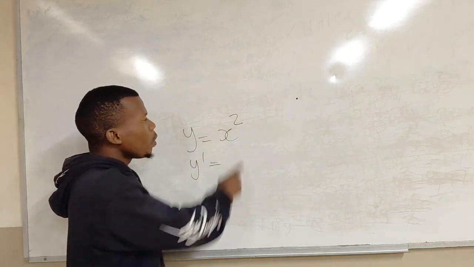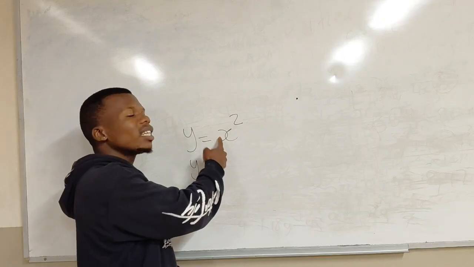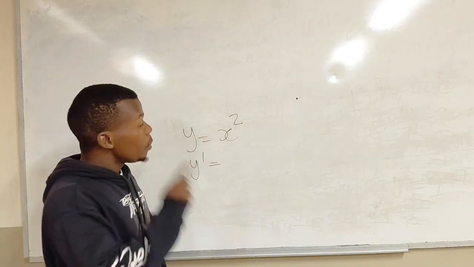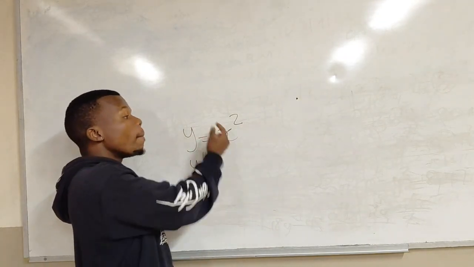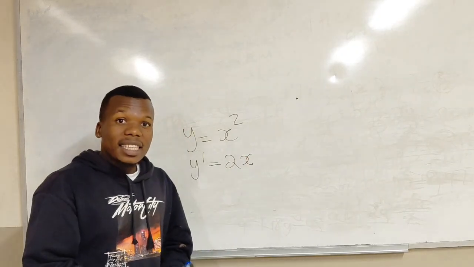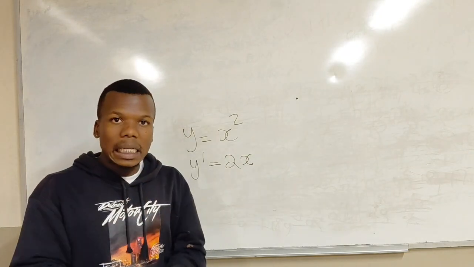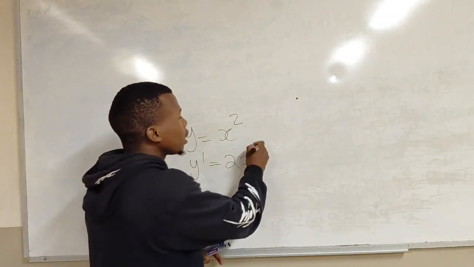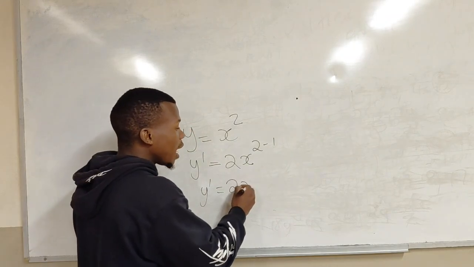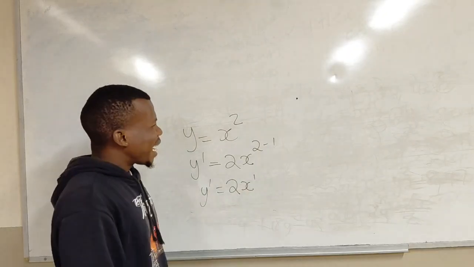Now let's check here. What is the exponent? The exponent is 2. What is the coefficient? The coefficient is 1. Then I will start by saying exponent multiplied by coefficient. Meaning here I will have 2 multiplied by 1, which is 2x. And then remember I say exponent minus 1. In other words, I have to go back to my exponent and minus 1. This will be 2 minus 1, of which y prime is equal to 2x to the power of 1. What is 2 minus 1? It is 1.